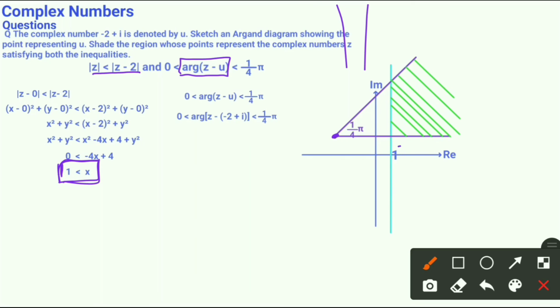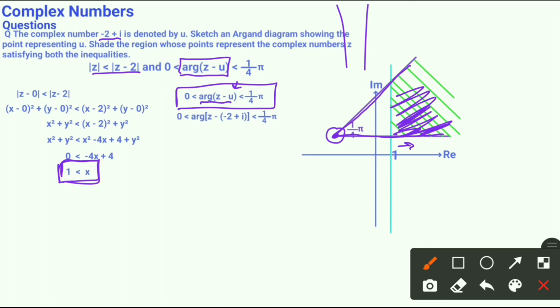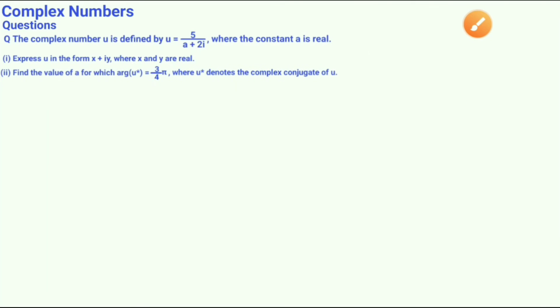Sorry, x is greater than 1, so it's going this side. And we have this inequality, arg(z minus u) is this. So finding this and starting from here, the angle must be between 0 and 1 upon 4 pi. So 1 upon 4 pi, and this is the shading part. Okay, so this is the answer.